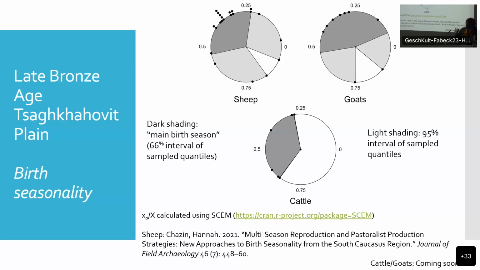So expanding the seasonality of reproduction would have required that herders be able to provide high quality food over the winter months. And this is at high altitude. It's covered in snow during the winter. So this is a serious problem that needs solving, and it doesn't appear that they were solving it by moving their herds to lower elevations.